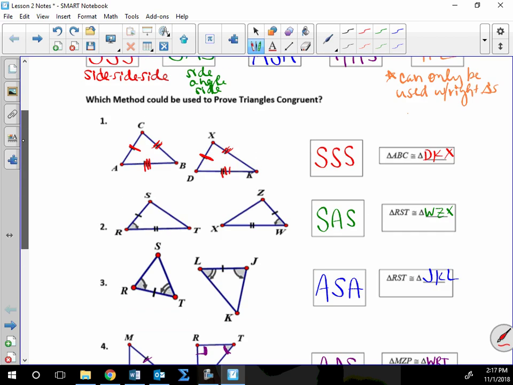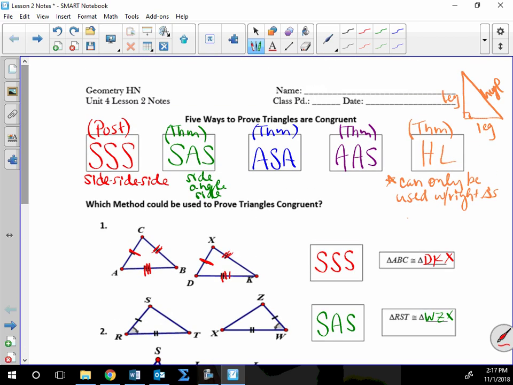Okay, so these are our 5 shortcut methods to prove triangles are congruent. Side, side, side, side, angle, side, angle, angle, side, hypotenuse leg. Now, I want you to just watch, listen, and don't talk. Okay. I'm going to put something up here that is not a method. Think, but do not speak.